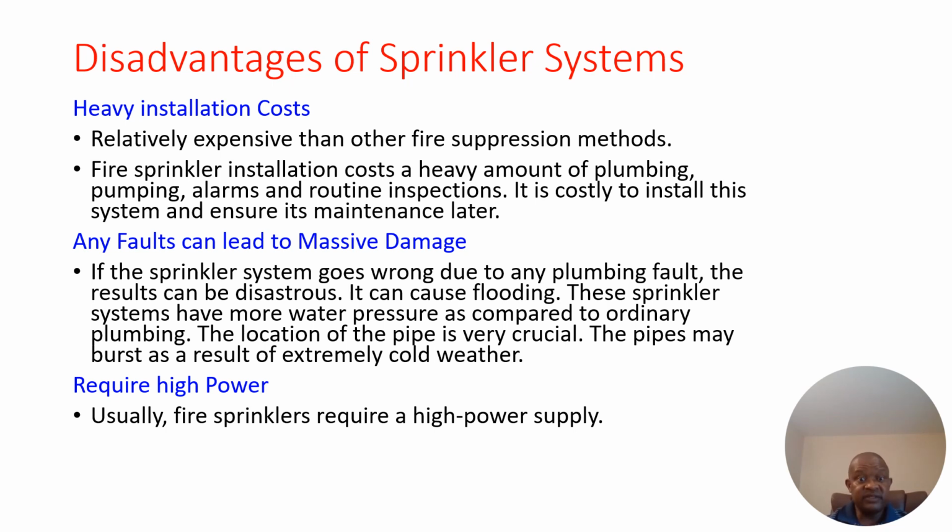If there is a fault in the system, then if the sprinkler system goes wrong due to any plumbing fault, the results can be disastrous. It can cause flooding. These sprinkler systems have more water pressure as compared to ordinary plumbing. The location of the pipe is very crucial.